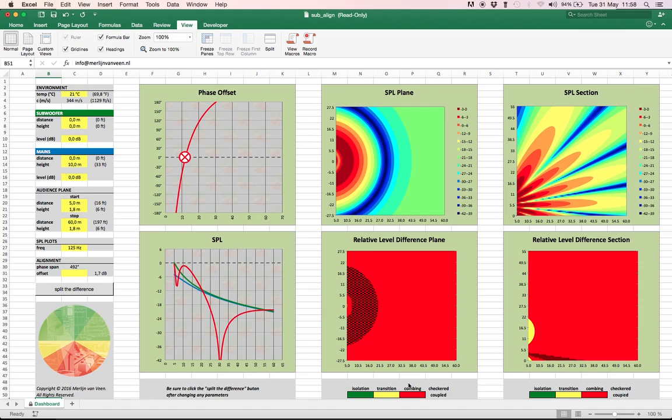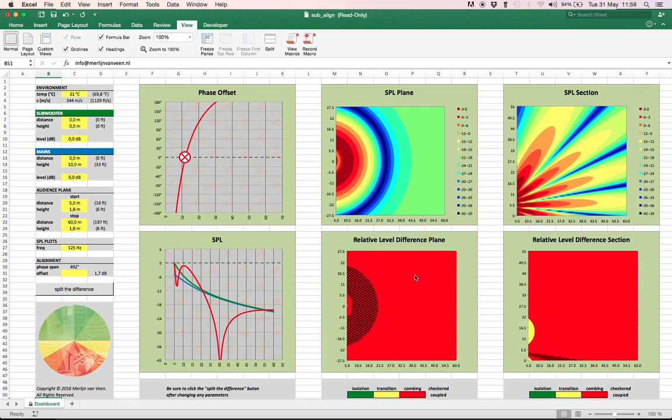But besides these distinct colors, green, yellow, and red, you can see that I've added a checker pattern, a checkerboard pattern on top of it. And this is basically the area where we want most of our audience to reside. It's the coupling zone, the checkered part of the coupling zone, where we are within the top of the phase wheel, where we are coupled with phase offsets of 120 degrees or less in either direction.